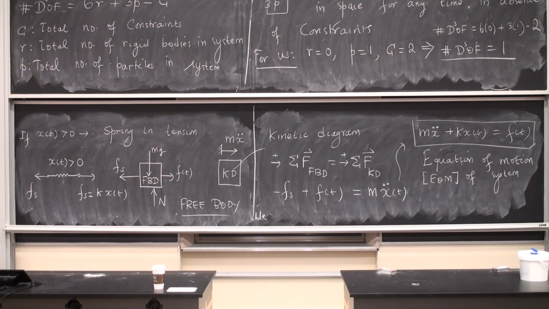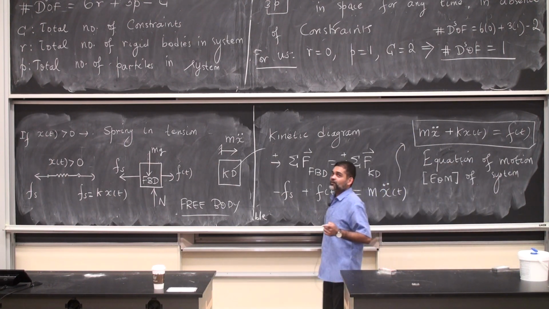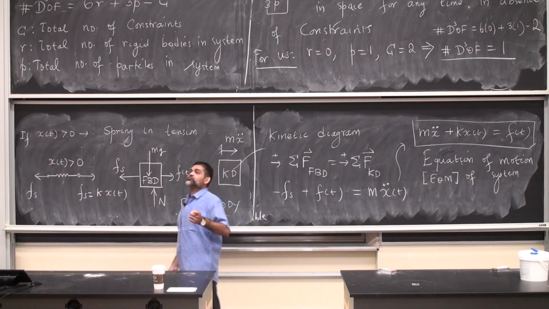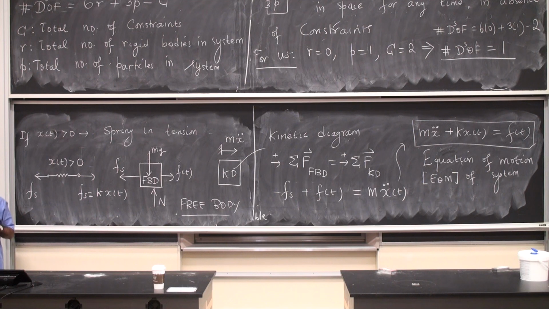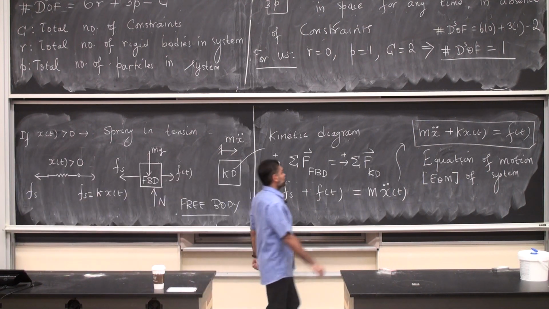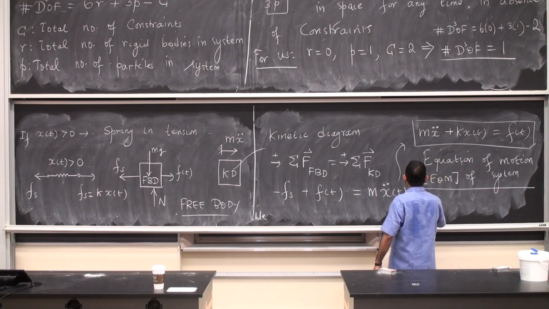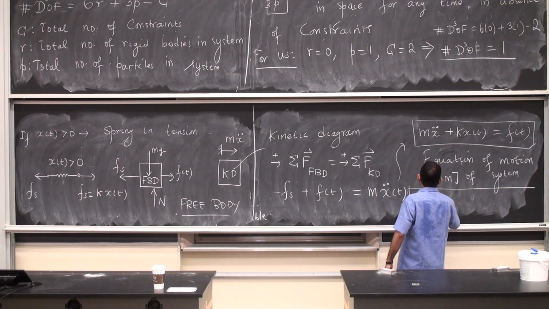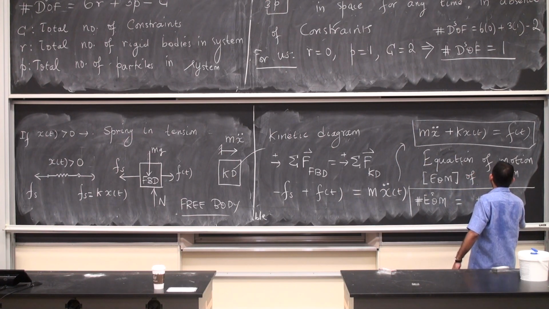One thing I want to point out: for any system, the number of degrees of freedom is equal to the number of equations of motion you obtain. Okay? So I want to write that statement right here. Number of equations of motion is equal to the number of degrees of freedom.